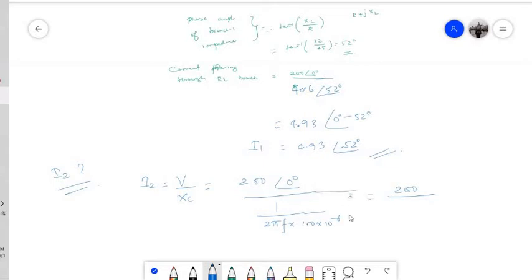and what will be the phase angle? As you note, this is a purely capacitive network, so it will be actually minus j into XC. So the phase angle will be minus 90 degree. You must be getting around 31.85. Here the phase angle is 0 degree, and this will be minus 90 degree. So ultimately you will be getting 6.279.